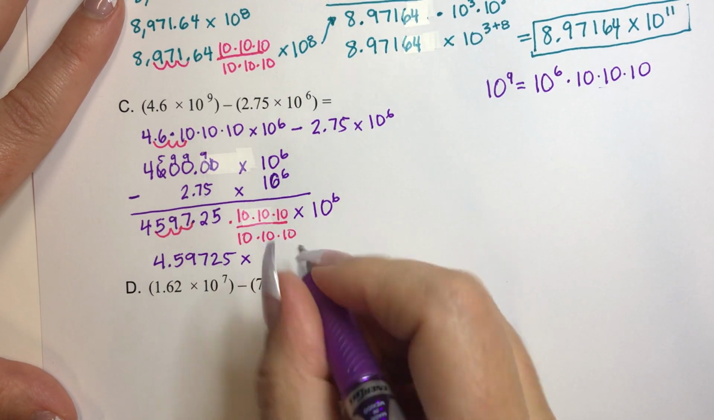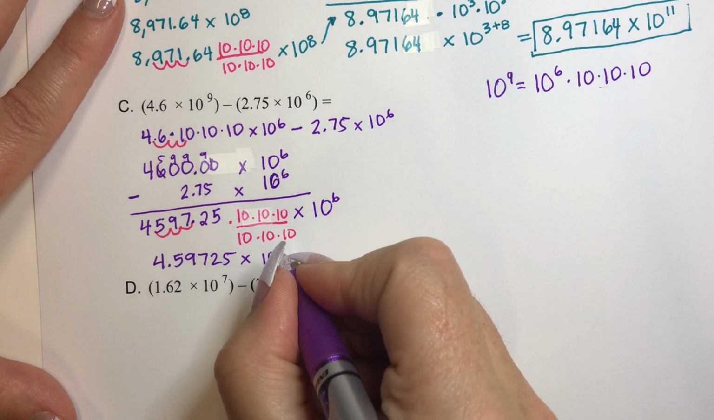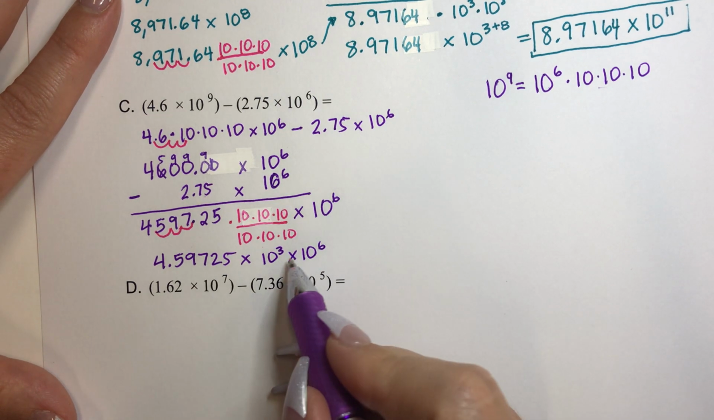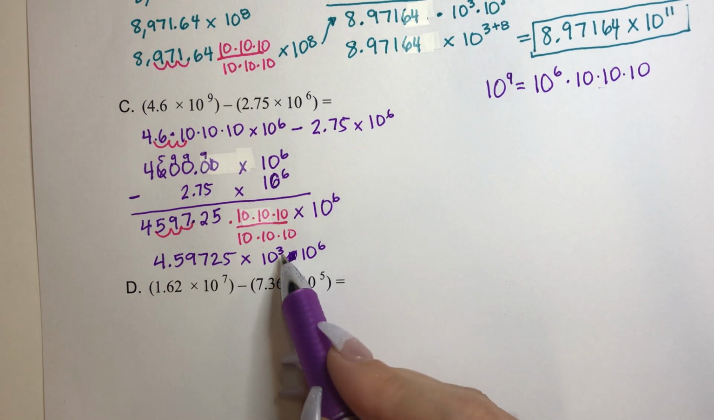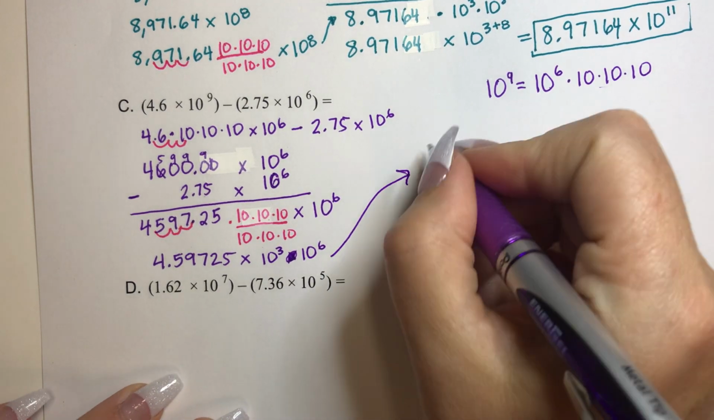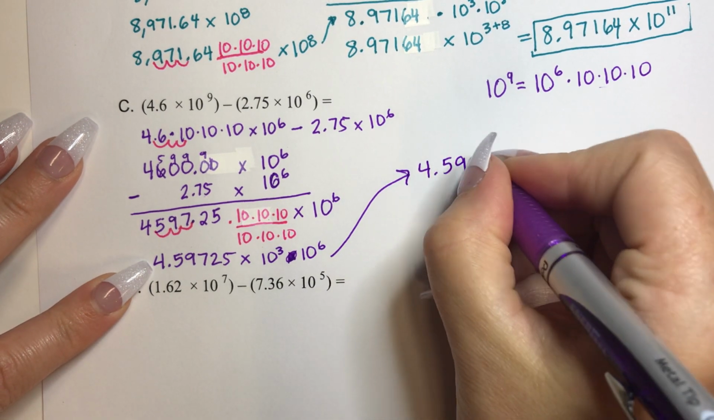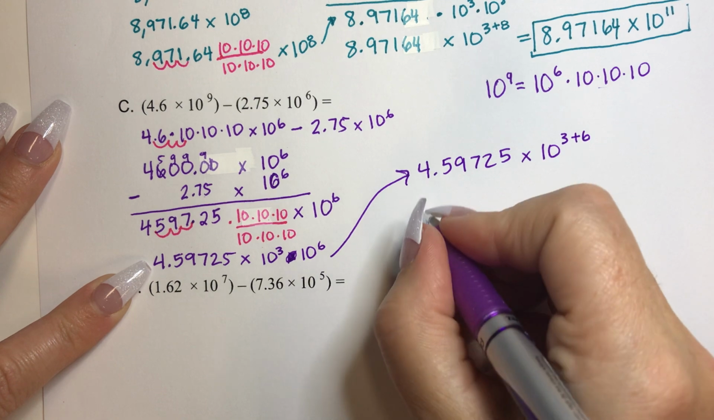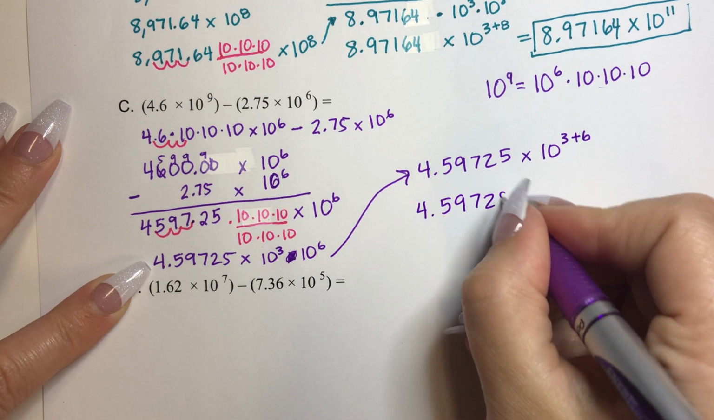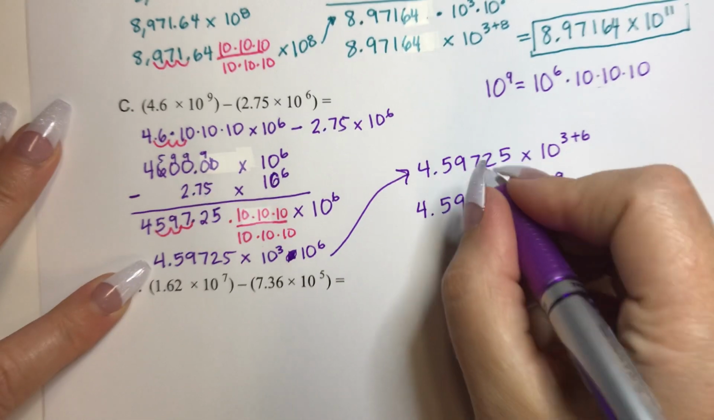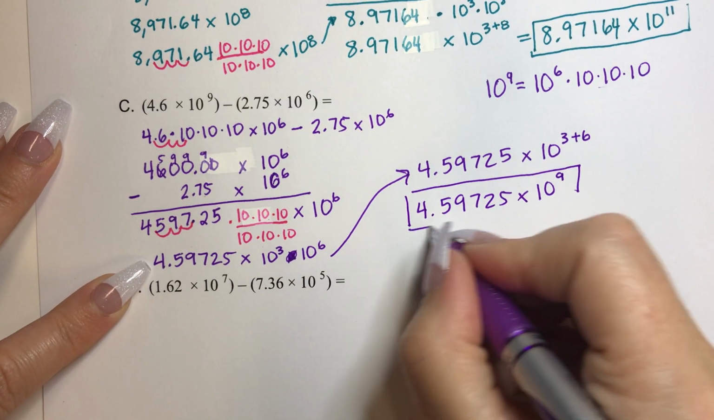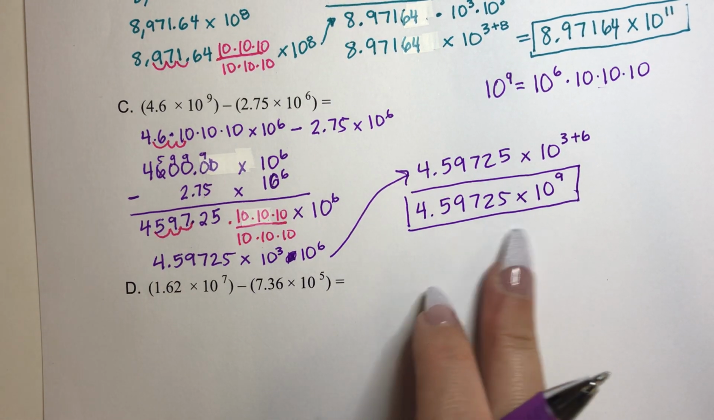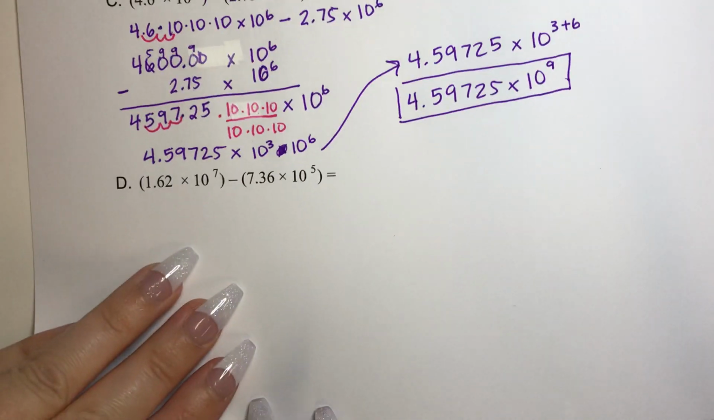So when I divide it by 10, it ends up being 4.59725 times, and then these 10 to the 3rd. 10 times 10 times 10 is 10 to the 3rd, times 10 to the 6th. And then what do we have? Product rule. 4.59725 times 10 to the 3 plus 6, which ends up being times 10 to the 9th power. All right. This is between 1 and 10, so it's perfect, right? And we have our power of 10 there, so that's scientific notation. That is our answer.